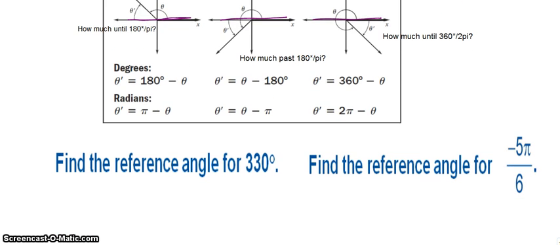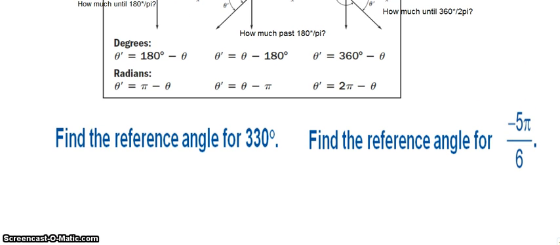So, say I wanted to find the reference angle for 330. First thing I'd recommend doing, figure out which quadrant you're in. If I was going to quickly sketch 330, well, I'm past 270. I'm not quite at 360, so I am going to be somewhere here in the fourth quadrant. And exactly how much? Well, since this is 360 and I'm at 330, how many more degrees is it until 360? And that's just 30. So 30 degrees is my reference angle.